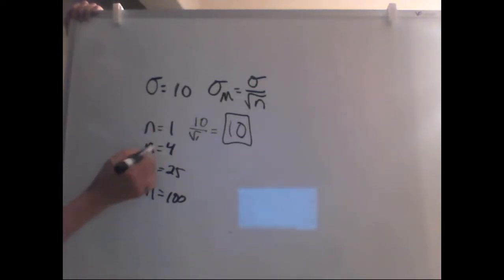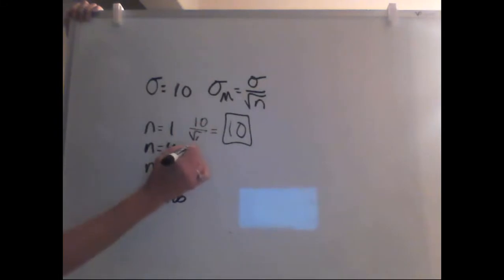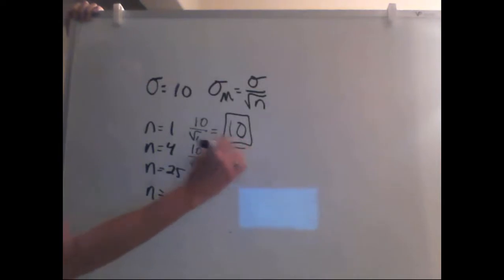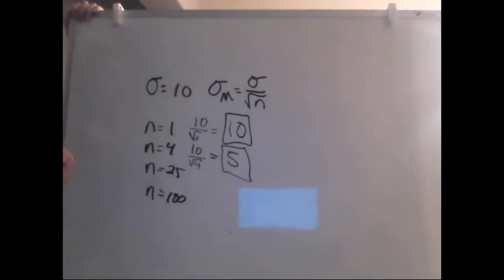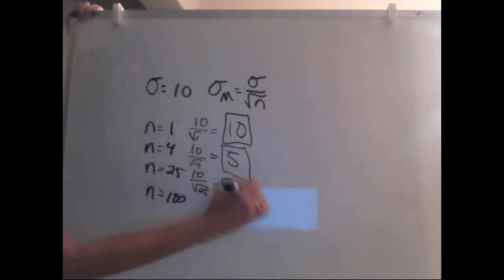So with an n of 4, I'm going to start still with the standard deviation of 10. I'm going to divide by the square root of the n, square root of 4, which is 2. 2 goes into 10 5 times. So our standard error of the mean for an n of 4 is going to be 5. When we have an n of 25, we're going to start with the standard deviation of 10 divided by the square root of 25, which is 5. So 5 goes into 10 twice. So now we're down to a standard error of 2.